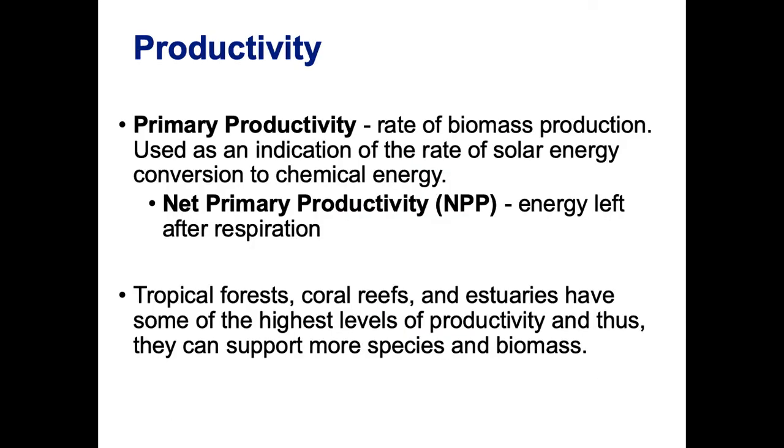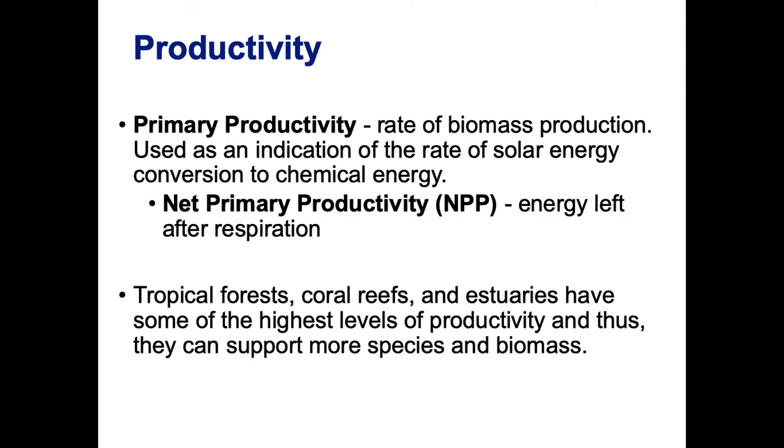Part of this has to do with primary productivity. This is the rate of biomass production by our primary producers, by autotrophs, and it's an indication of the rate of solar energy conversion to chemical energy. Chemical energy just meaning sugar, so when plants turn energy from the sun into sugars. Net primary productivity is the energy left after respiration.